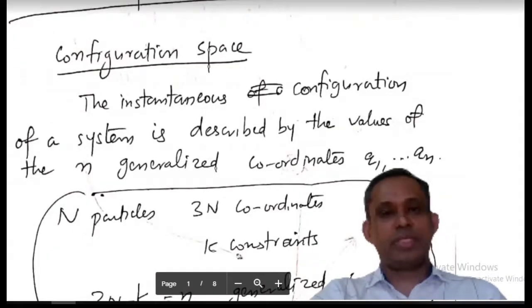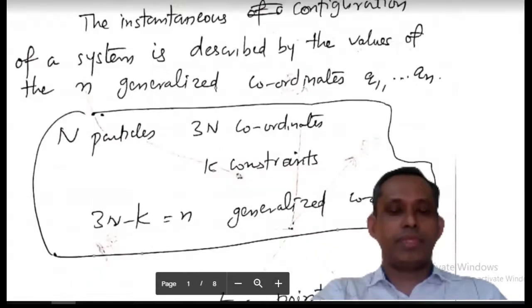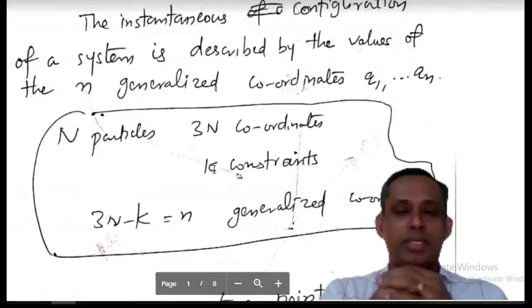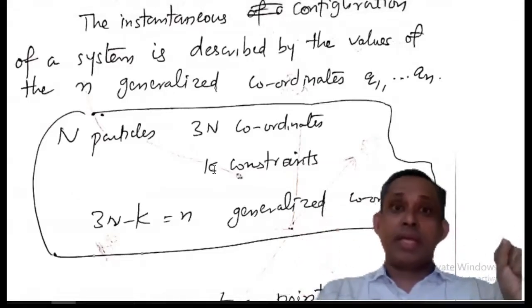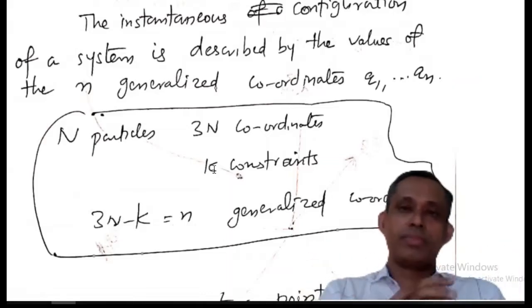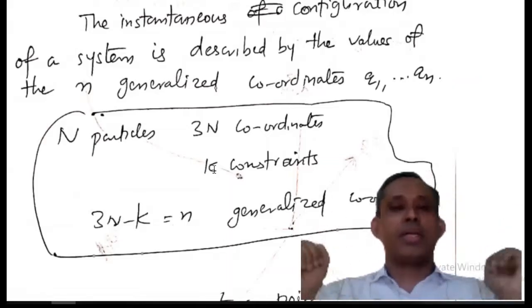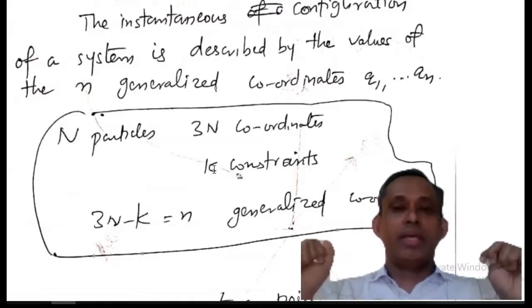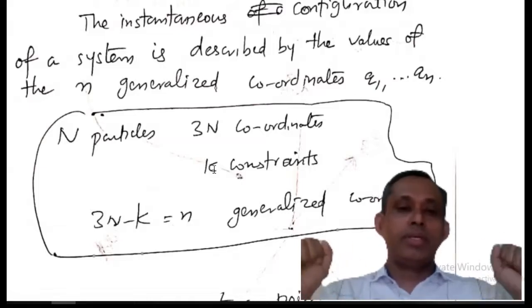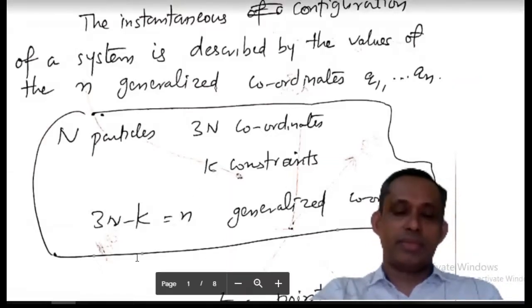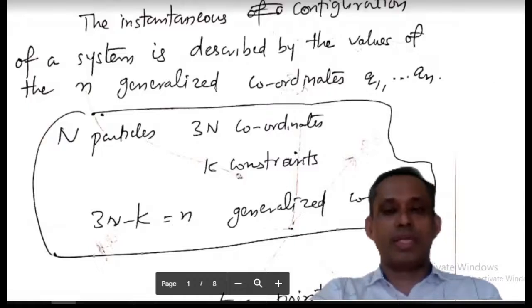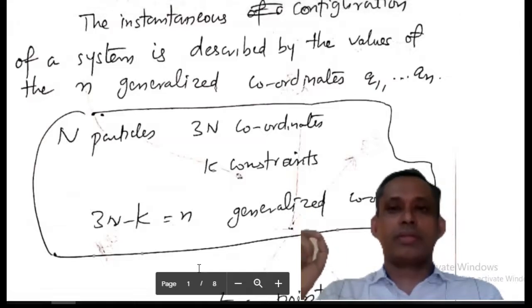Okay, we start with the configuration space. So what is configuration space? We know if we have a system of n particles, 3n coordinates are there, but if k constraints act on the system, we have already seen constraints, there will be 3n minus k equal to small n generalized coordinates: q1, q2, q3, qn.